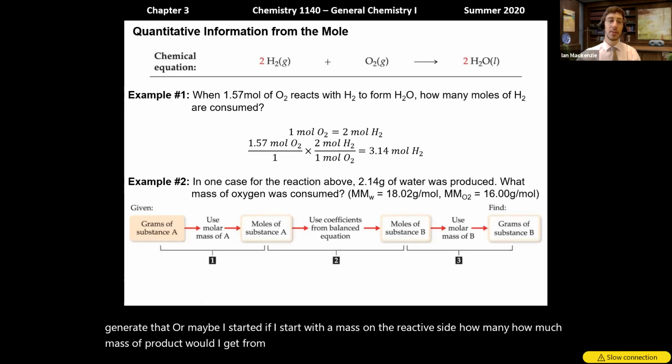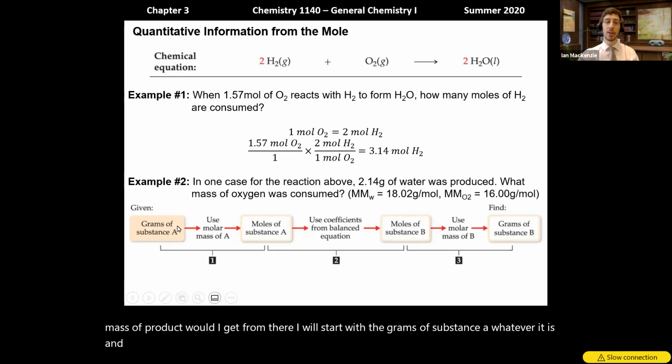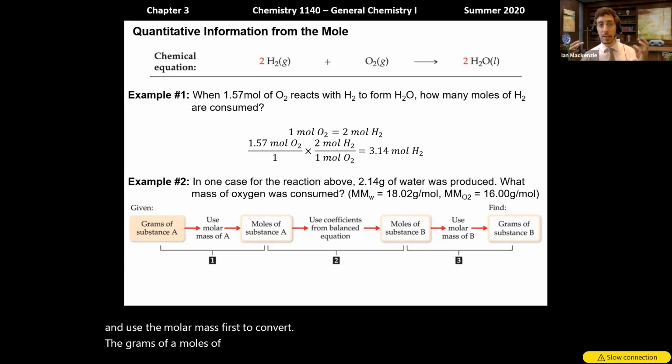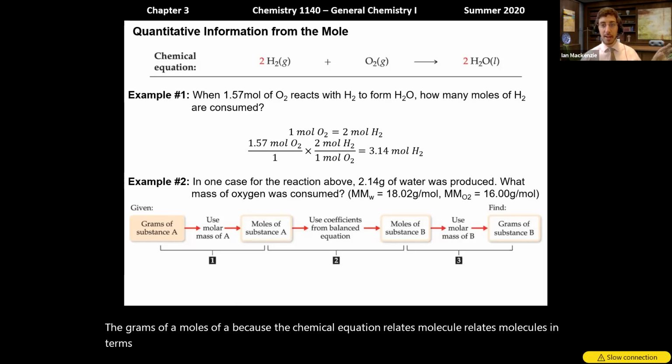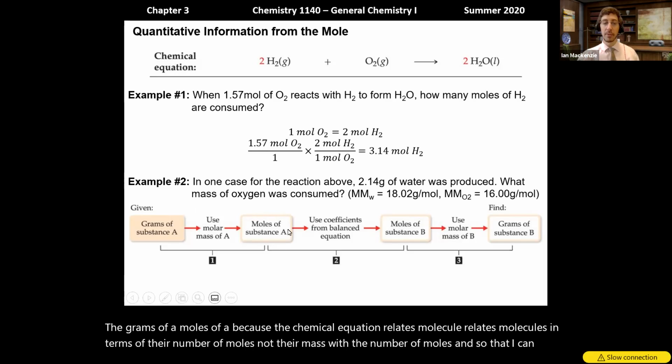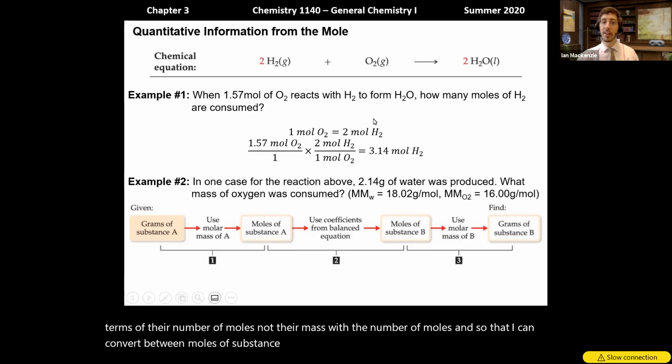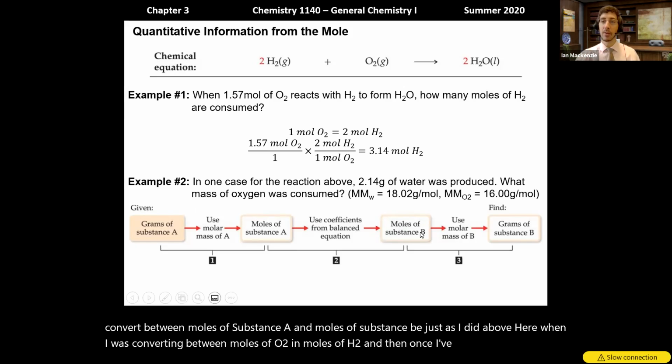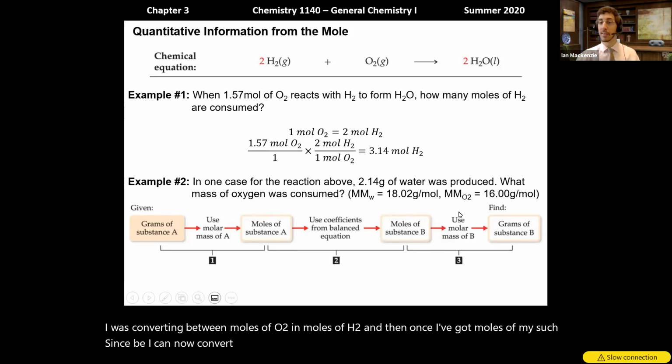I will start with the grams of substance A, whatever it is, and use the molar mass first to convert the grams of A to moles of A, because the chemical equation relates molecules in terms of their number of moles, not their mass. And so then I can convert between moles of substance A and moles of substance B, just as I did above when I was converting between moles of O2 and moles of H2. And then once I've got moles of my substance B, I can now convert that to mass using the molar mass of substance B. So let's show that example here.